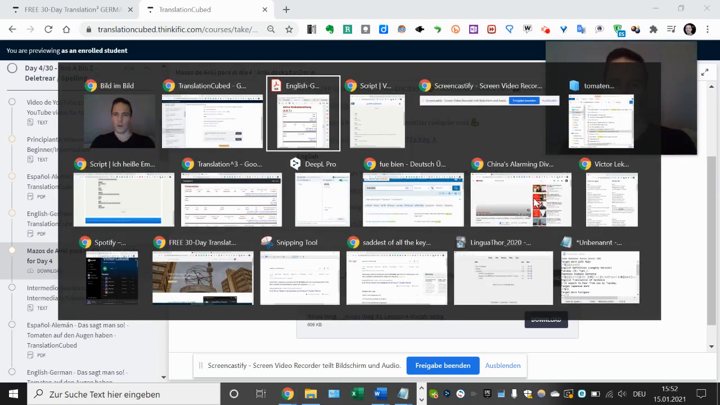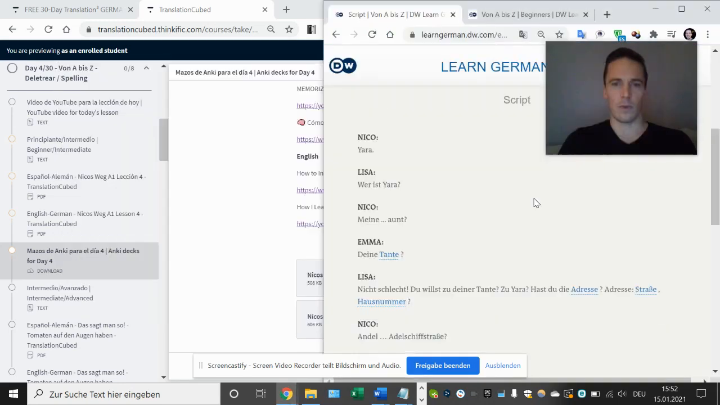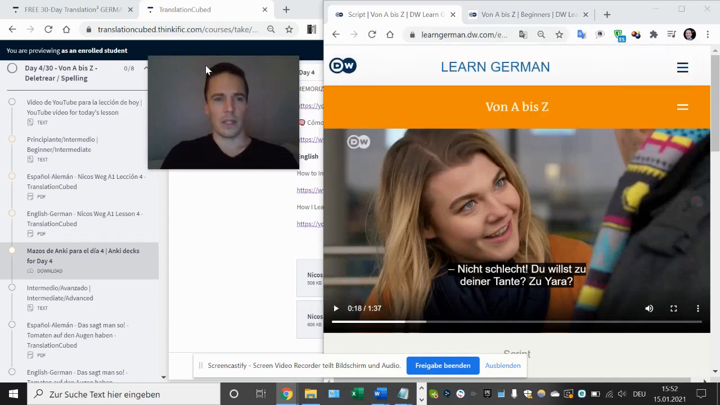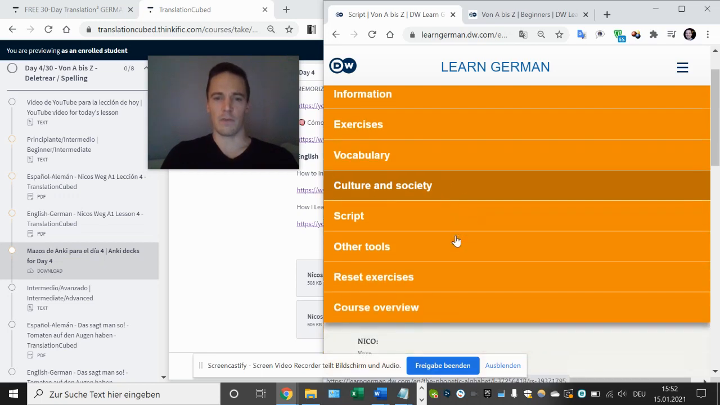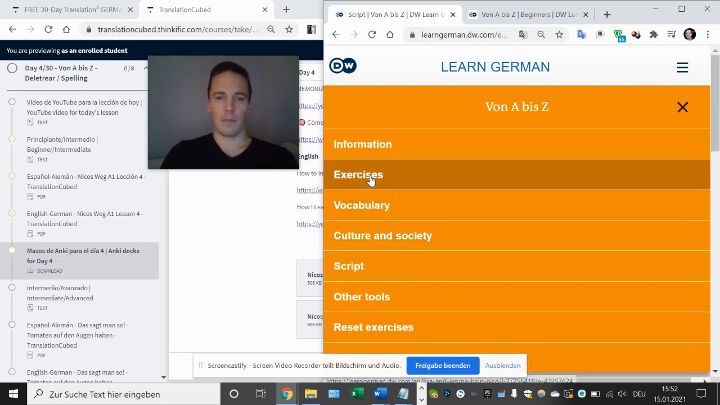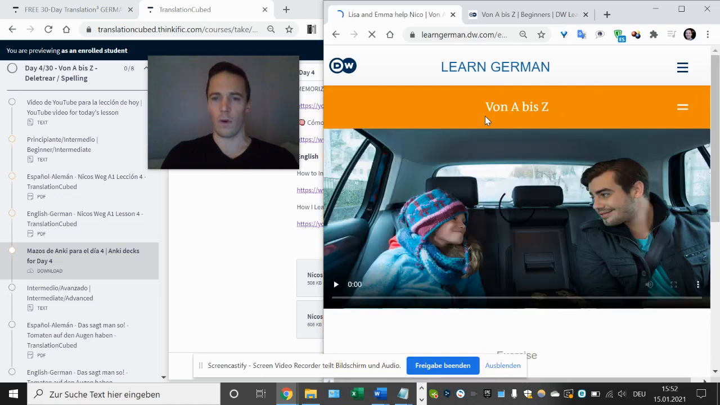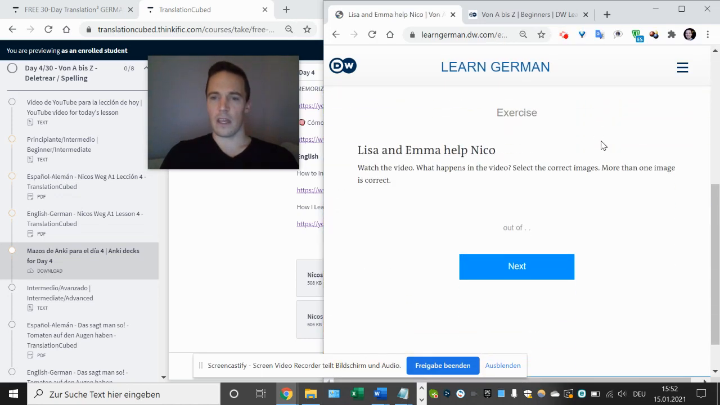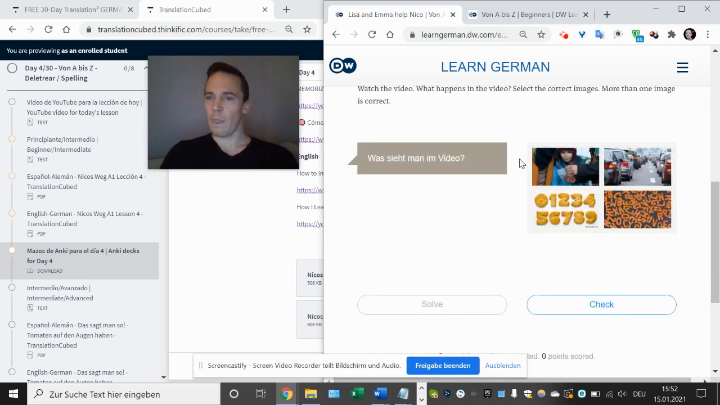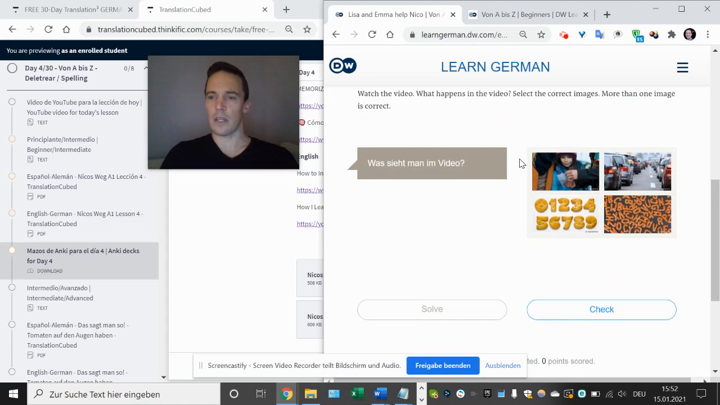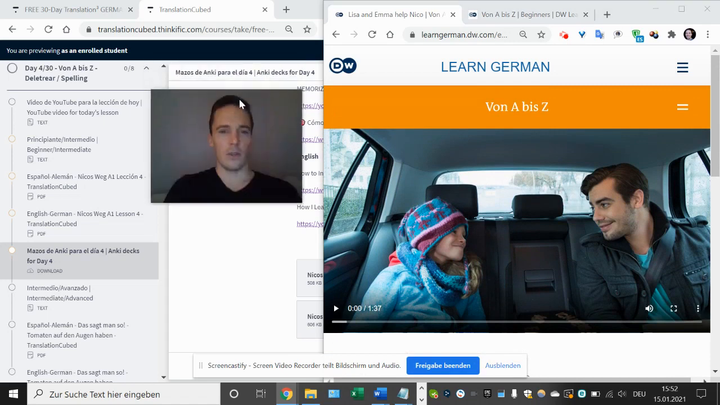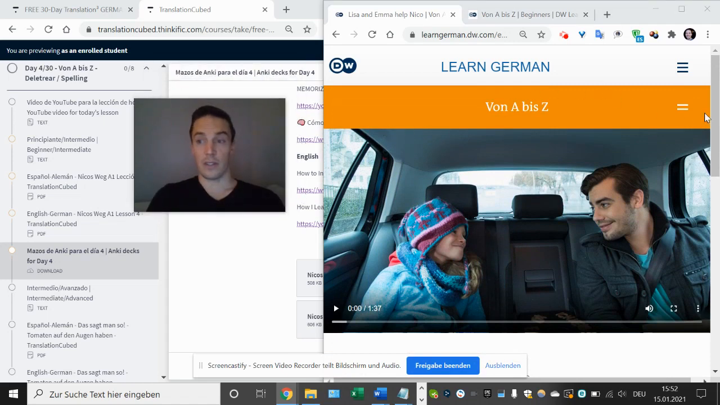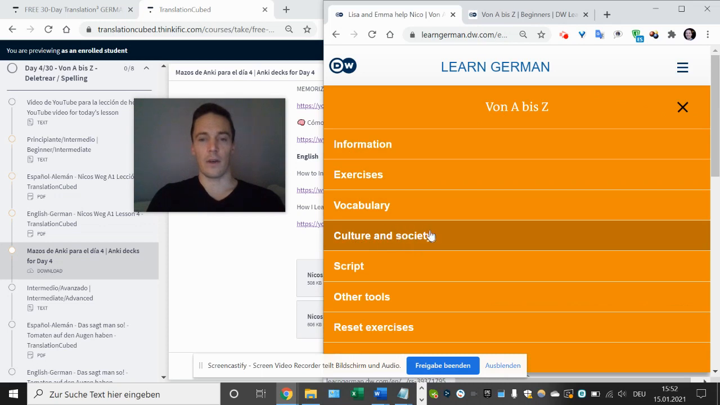Okay, let's go back to the lesson here. There isn't even a grammar section for this particular lesson. I do recommend that you do the exercises as always. In this case, you have some pictures that you have to associate. There's generally some listening as well. In any case, I recommend that you complete the exercises as well as taking a look at the culture and society section.